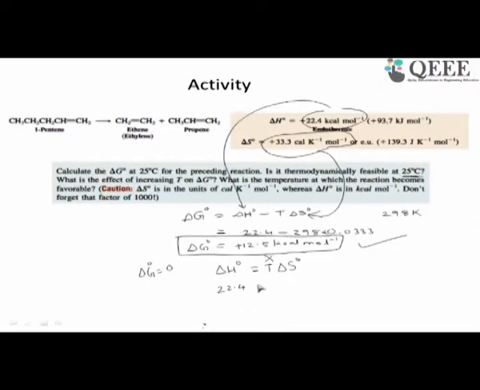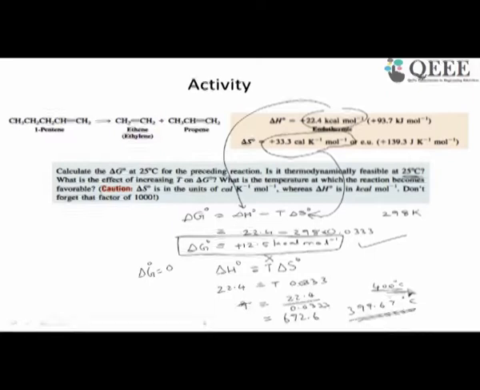So you can just write 22.4 equals T into 0.0333 Kelvin. In other words, T equals 22.4 divided by, I'm sorry, I have to put one 0 here, 0.0333. So let's now do the division. 22.4 divided by 0.0333 gives a value of 672.6. If you deduct 273, it will give 399.67 degrees Celsius.